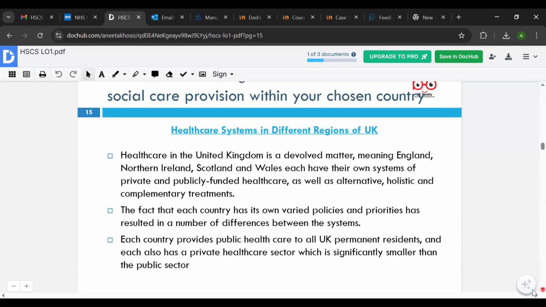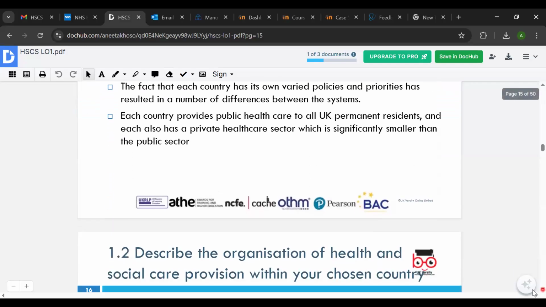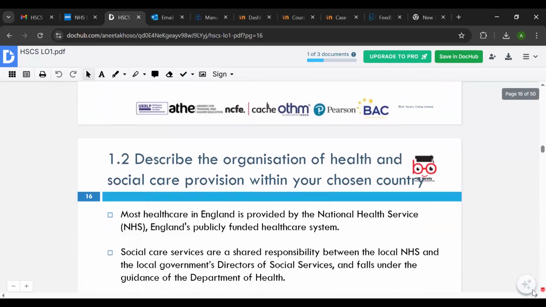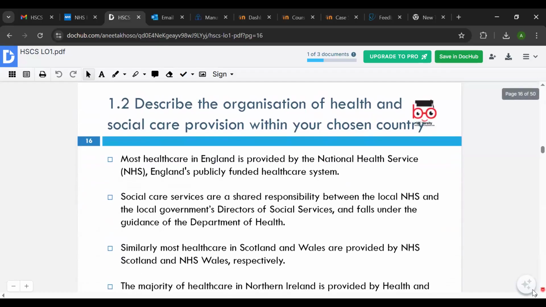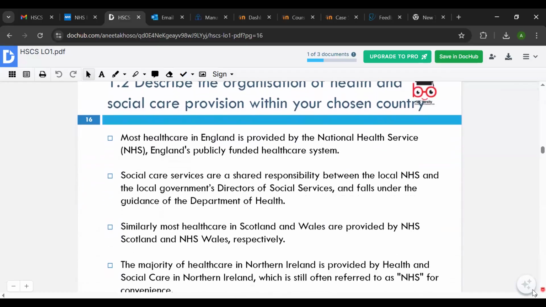Each country provides public healthcare to all UK permanent residents, and each also has a private healthcare sector. This is significantly smaller than the public health sector, and is accessed much less by the public because of the expenses. Most healthcare in England is provided by the NHS, England's publicly funded healthcare system. Social care services are a shared responsibility between the local NHS and the local government's directors of social services, and this falls under the guidance of the Department of Health.